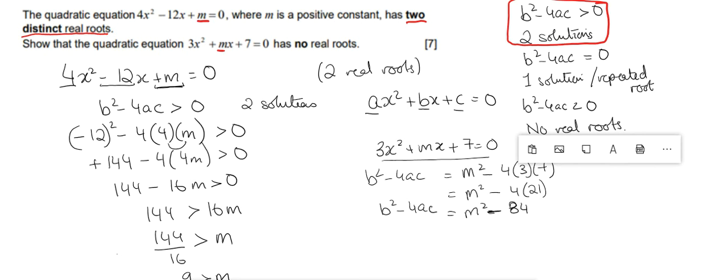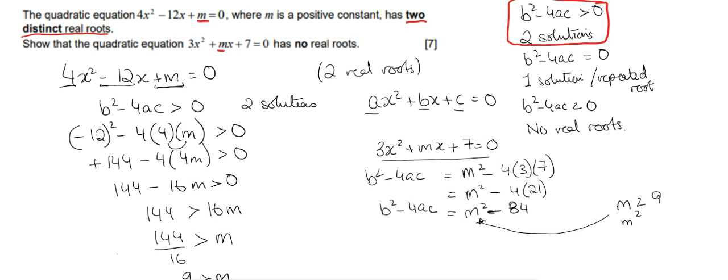However, from the previous part, we've also worked out that m is less than 9. So we can actually substitute all values less than 9 here to work out what kind of value we get out for the discriminant. Now think about it. If I do 9 squared here, we get 81. So if m is less than 9, then m squared is less than 81. So we can put all values less than 81 in for m squared here.